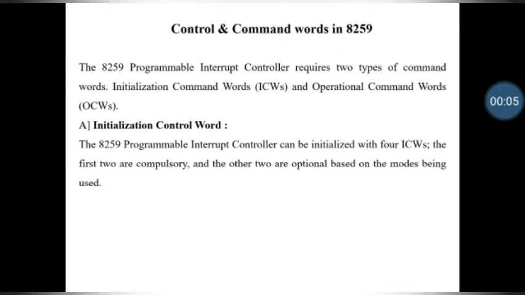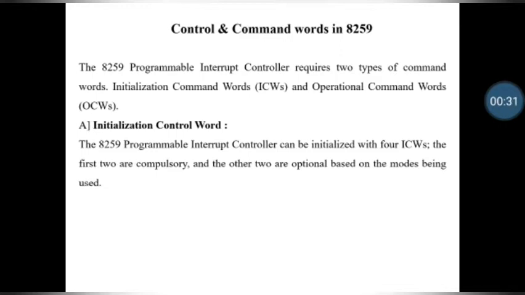Today we will discuss the different types of command words present in the 8259 processor. The command words in the 8259 processor are classified into two groups. First is the initialization command word and second is the operation command words. So first we will see the initialization command word or control word.